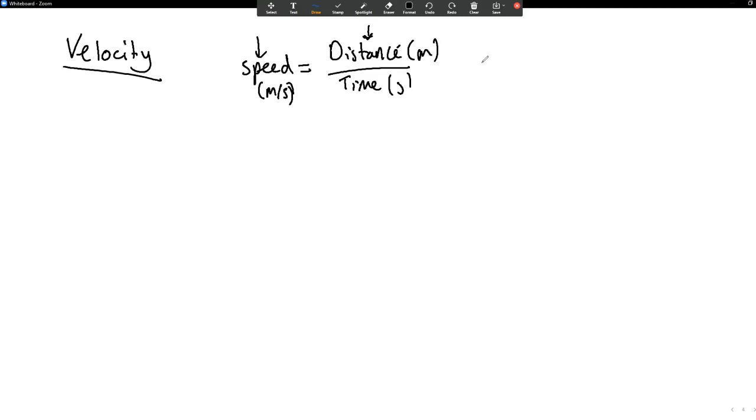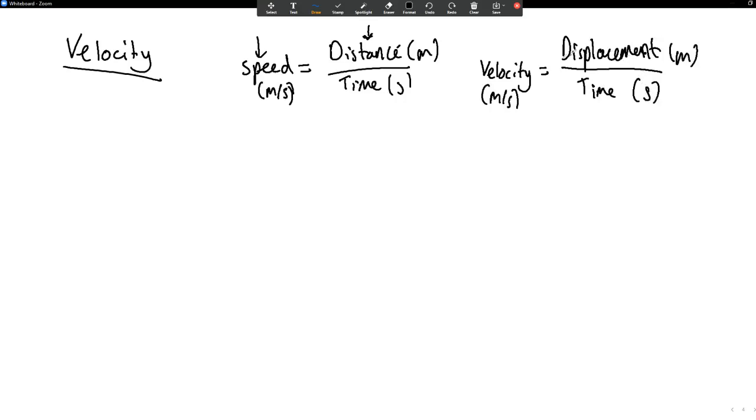But now, let's consider this new equation. Velocity equals displacement over time. Same units, but the difference is, because displacement is a vector quantity, it can be negative. So the velocity can also be negative.